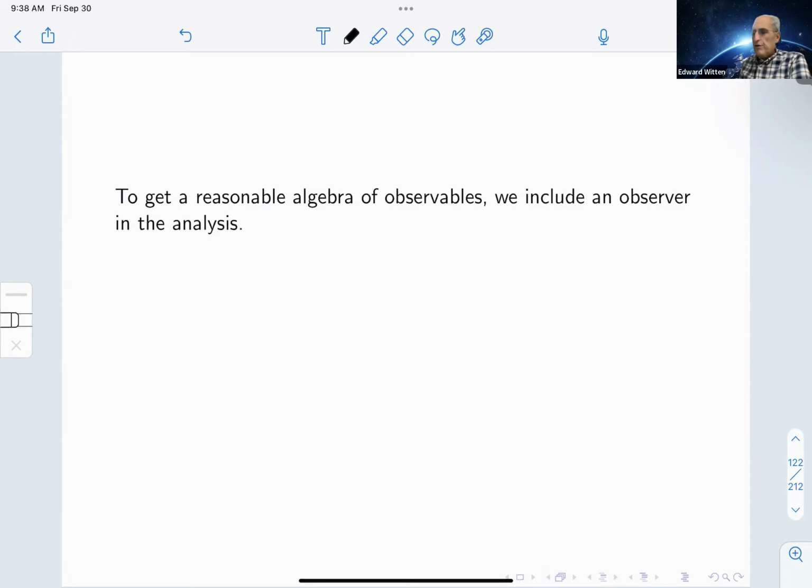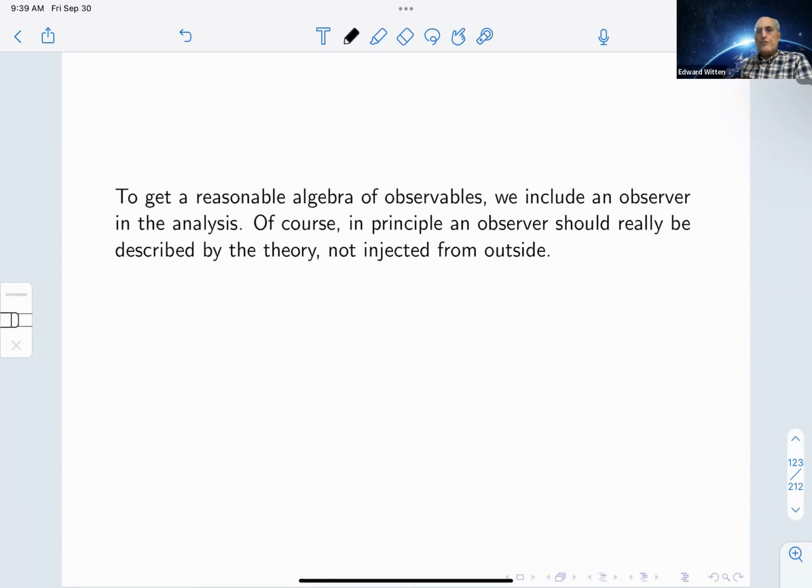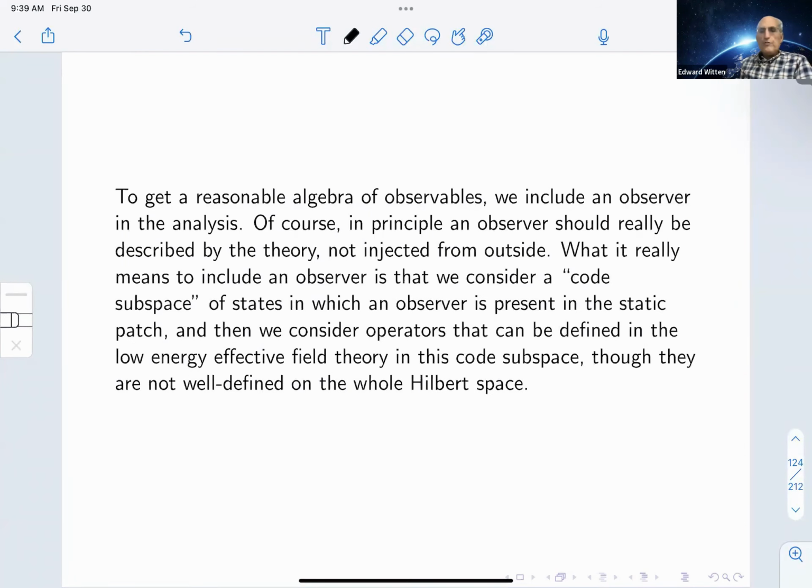Now, therefore, if we leave the problem as it is, we're not going to get anything sensible. To get a reasonable algebra of observables, we have to ask who's making these observations. So we're going to include an observer in the analysis. Of course, in principle, an observer should really be described by the theory, not injected from outside. A theory of quantum gravity is supposed to give a complete description of the world, so the observer is part of what the theory describes. One way to explain what it means to include an observer is that we consider a code subspace of states in which an observer is present in the static patch. And then we'll consider operators that can be defined in the low energy effective field theory in this code subspace, though they're not well defined in the whole Hilbert space.